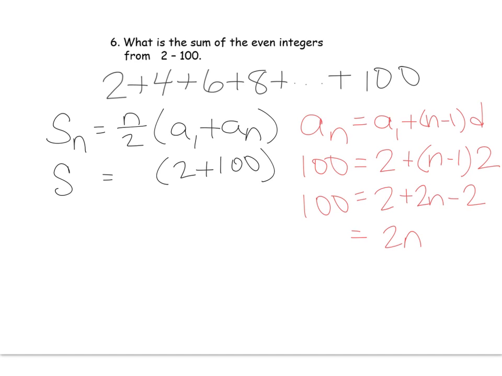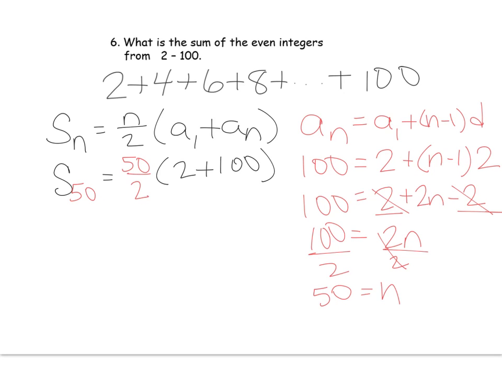The 2's actually cancel out. 2 minus 2 cancels out. And we divide each term by 2, we get 50. So that's 50 numbers that we're adding up. Now, are we surprised that this is 50 numbers? Or could we have reasoned that out? The even integers from 2 to 100 would be 50 numbers that we're adding up.